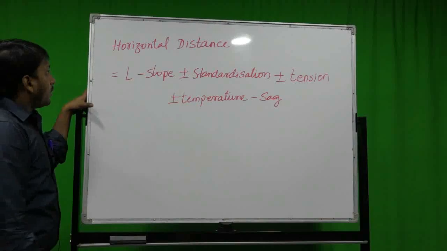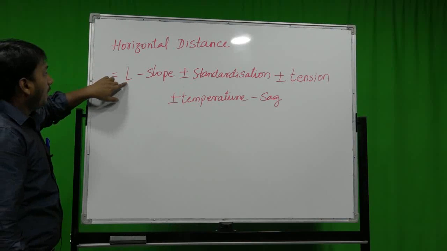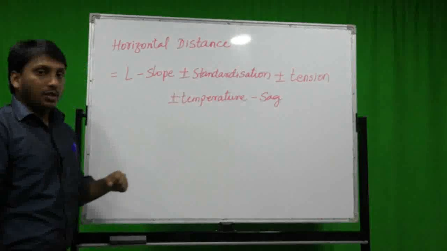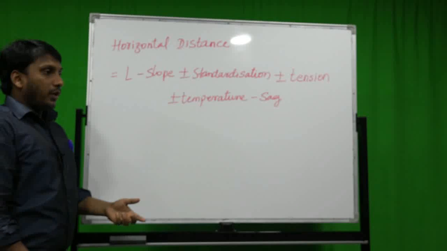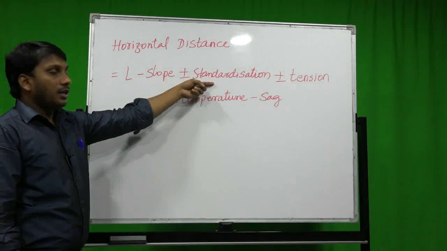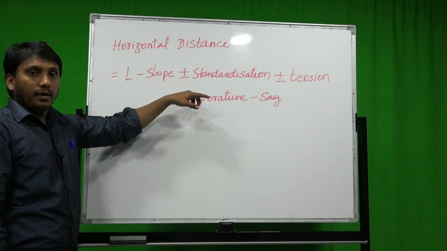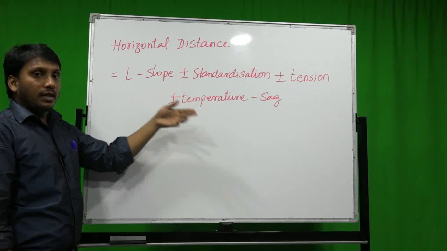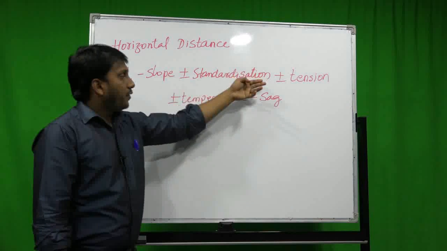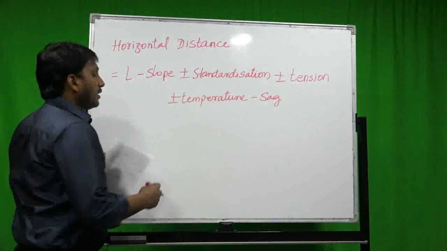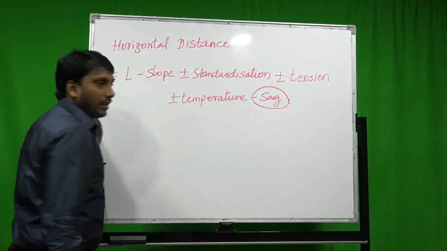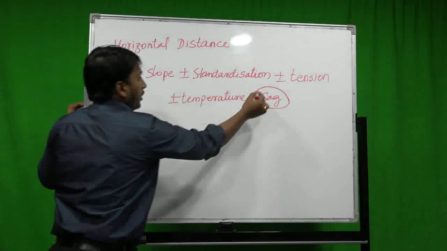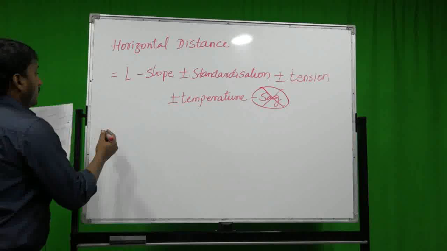When you are determining the horizontal distance, you have to use this formula: L is the length, plus slope correction, standardization correction, tension correction, temperature correction and sag. Whenever you are calculating, if you get a correction as positive, take positive, and when it comes negative, take negative. It is the same for everything. If it is negative, subtract it from this; if it is positive, add it to this. Unless otherwise the weight and angle of slope is given, you have to calculate sag, but in this problem it is not given, so we are ignoring sag. Let's see how to calculate it.